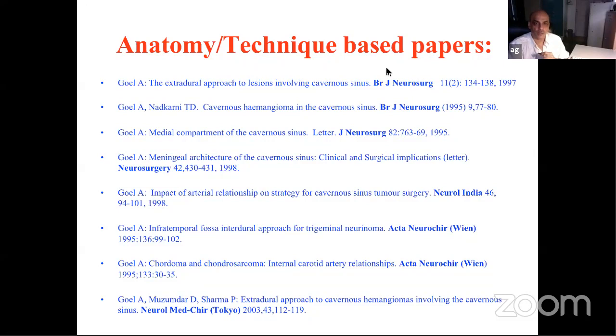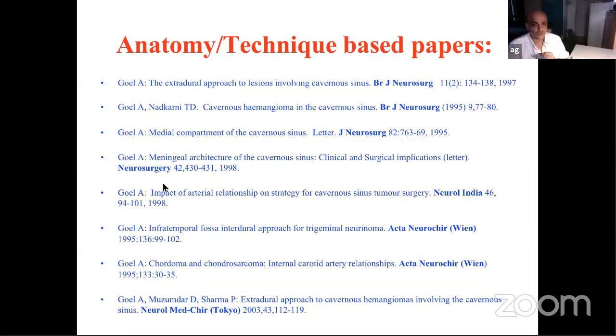And now what I'm going to show you is the anatomy of the cavernous sinus as it relates to cavernous hemangiomas. I am going to talk to you about the medial compartment of the cavernous sinus. Some of these things I have talked to you about the other day when I was talking on trigeminal neurinoma, pituitary tumors, and other tumors. So I will be repeating those, and how the arterial relationships of the cavernous sinus can impact your understanding of surgery of the cavernous sinus.